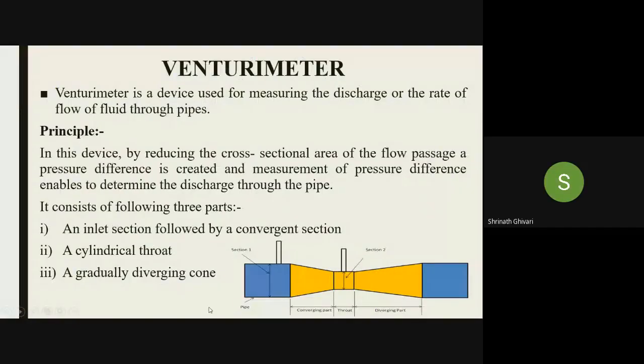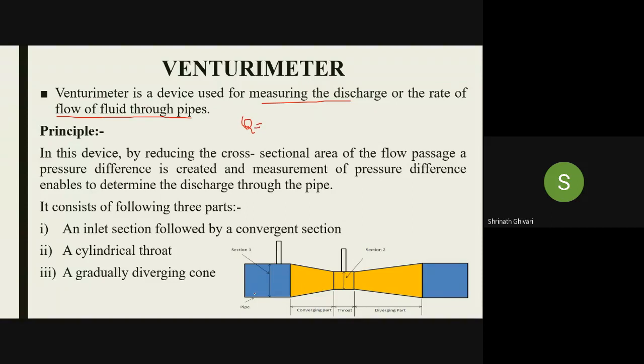Okay. So before going for the problems, I'll just repeat it again. What is a Venturimeter? Because this is an important question from the exam point of view also. So a Venturimeter is a device which we use to measure the discharge or rate of flow of fluid through the pipes. Okay, we are measuring the Q using the Venturimeter.